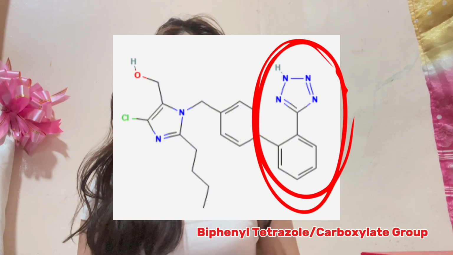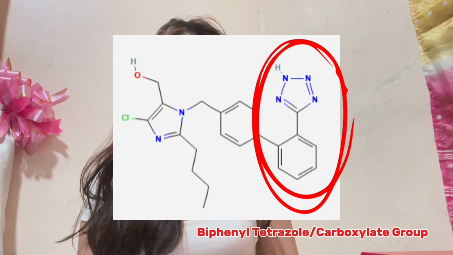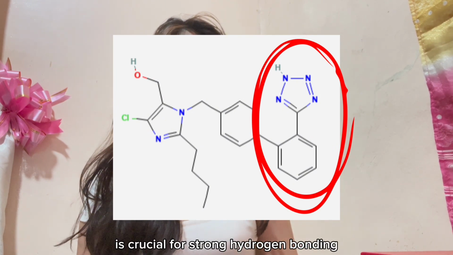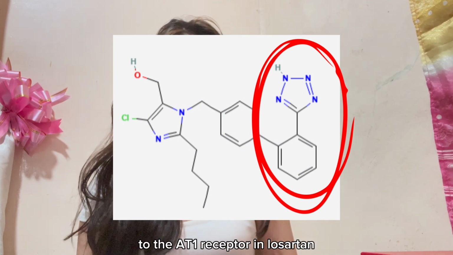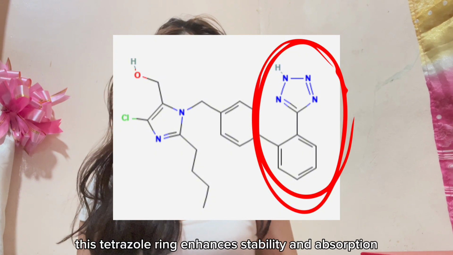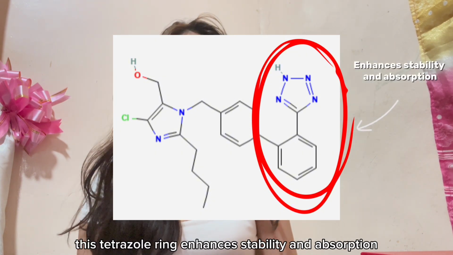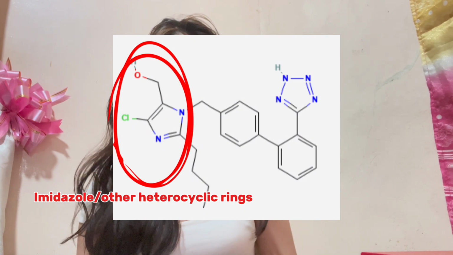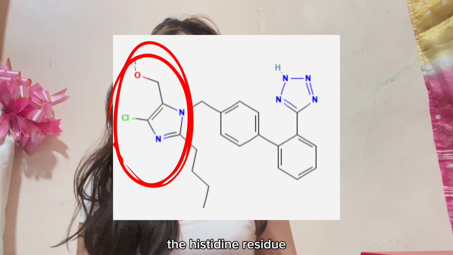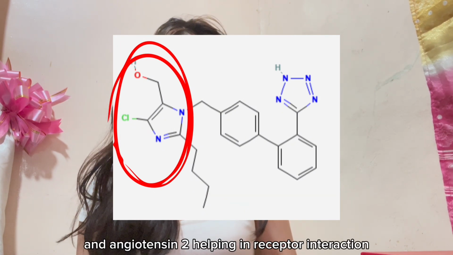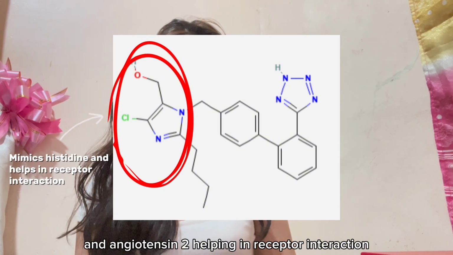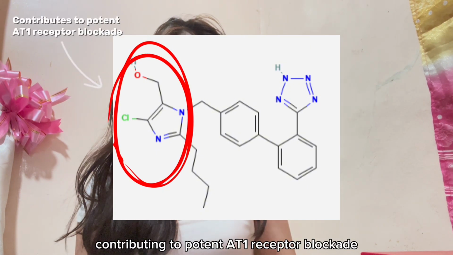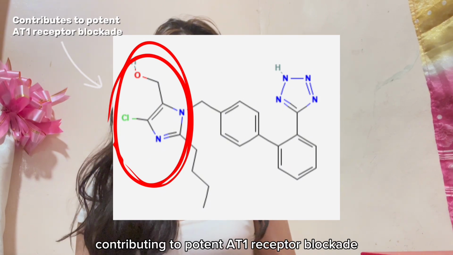So we have the biphenyl tetrazole or carboxylate group. The tetrazole or carboxylate group is crucial for strong hydrogen bonding to the AT1 receptor. In losartan, this tetrazole ring enhances stability and absorption. Next, we have the imidazole or other heterocyclic rings. It mimics the histidine residue in angiotensin II, helping in receptor interaction. This is present in losartan and its metabolites, contributing to potent AT1 receptor blockade.